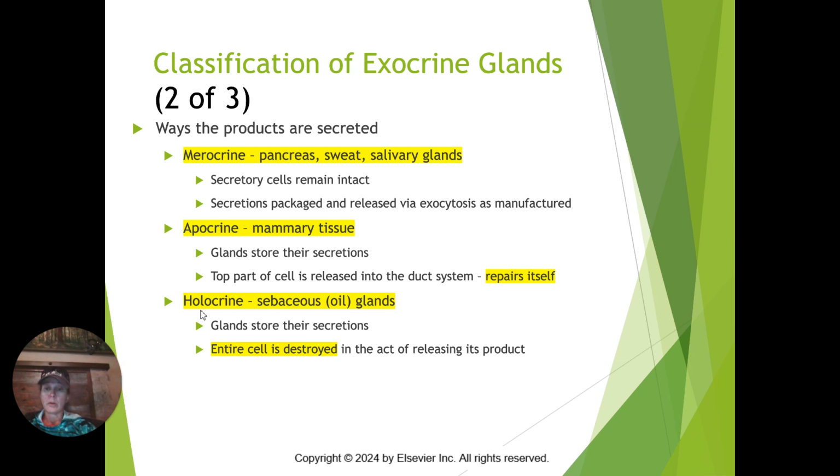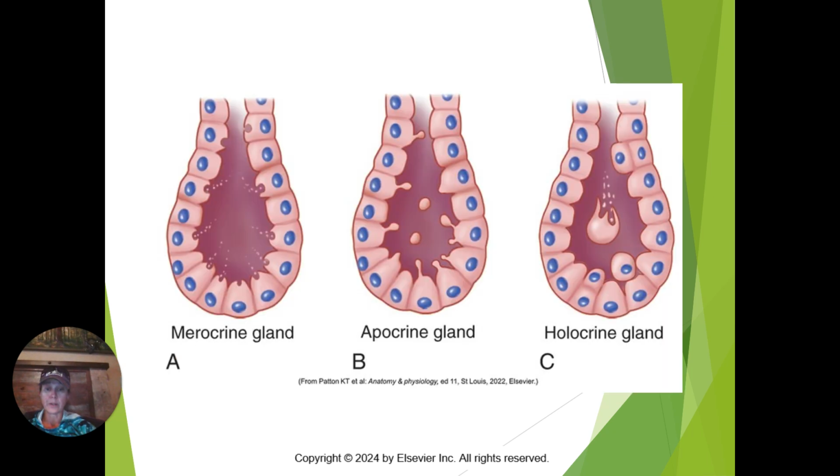And then we have holocrine glands, and holo means all, so you can think of the entire cell being destroyed when the glandular secretion is released with holocrine glands. The sebaceous or oil glands of the skin are the most common example of this.